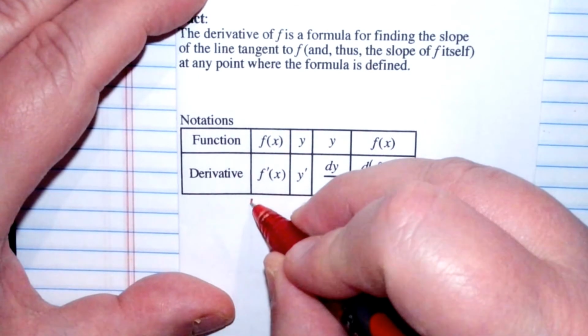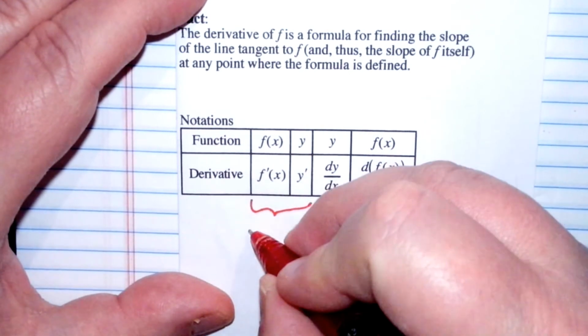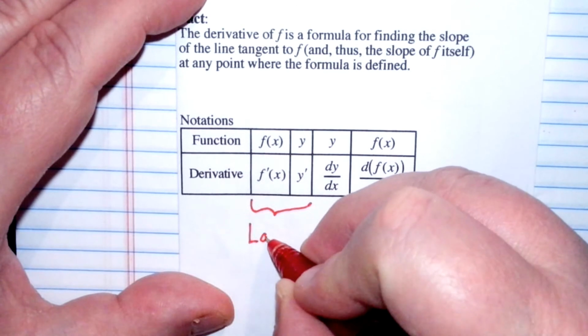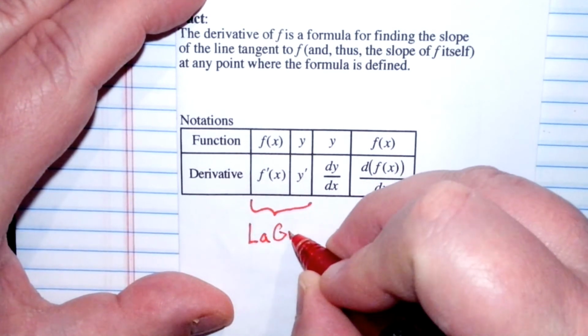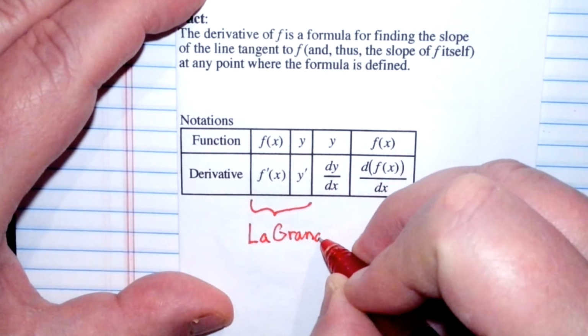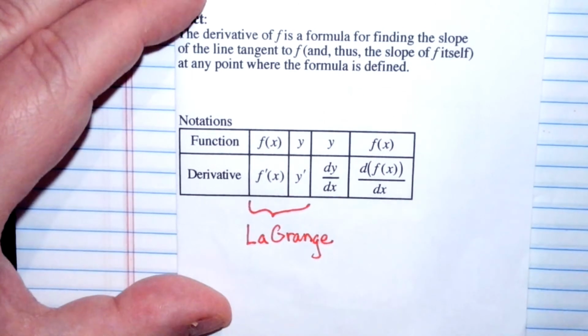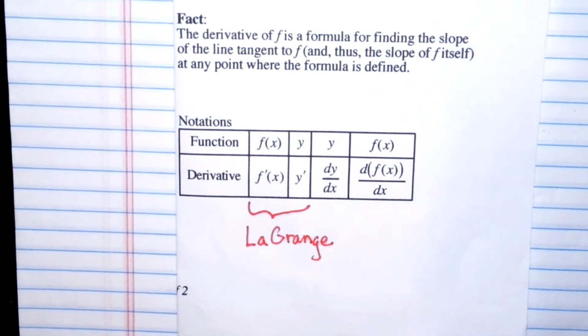Now, this notation is also known as Lagrange notation. It is named for the mathematician Lagrange. I don't recall what his first name is off the top of my head. I don't know whether he was the first to use it, but he very well may have been.